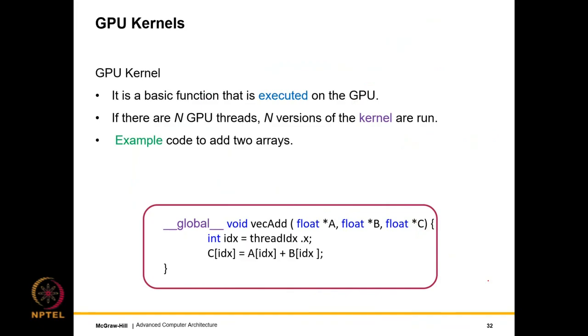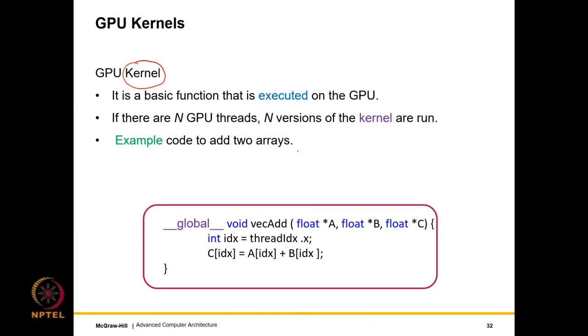Now let us come to the code that runs on the GPU. We'll gradually work on this example and keep on expanding it. The aim here is to define a function that will execute on the GPU. A function that executes on the GPU is known as a kernel, right? So this is known as a GPU kernel. It's a basic function that is executed on the GPU. If there are n GPU threads, n versions of the kernel are run. So this is meant to execute in parallel. Think of it as a parallel function.